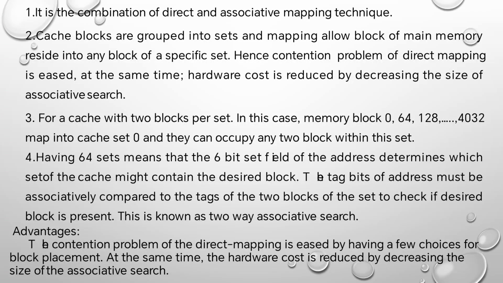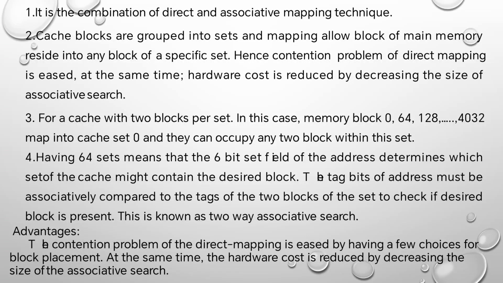Cache blocks are grouped into sets, and the mapping allows a block of main memory to reside in any block of a specific set. Hence, the contention problem of direct mapping is eased. At the same time, hardware cost is reduced by decreasing the size of the associative search. Having 64 sets means that the 6-bit set field of the address determines which set of the cache might contain the desired block. This is known as two-way associative search.